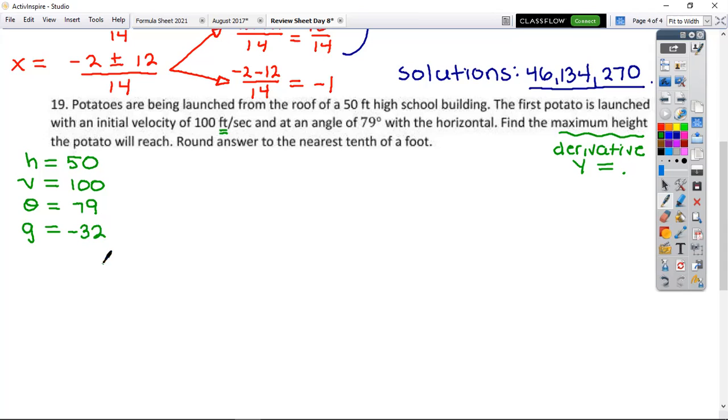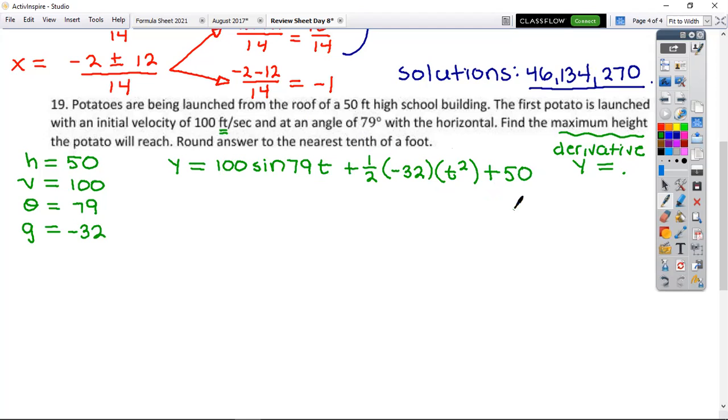Now you're going to go to your formula sheet, left-hand side, third box down. So I have y is equal to, and then you're going to go velocity. So we're going to go 100, because I like to put that in front, sine of your angle, which was 79, and we don't know t. And then plus 1/2, gravitational constant is -32, and we also do not know t squared. So that's off as well, but do you know the height? I think we did, 50. So h gets plugged in as 50.